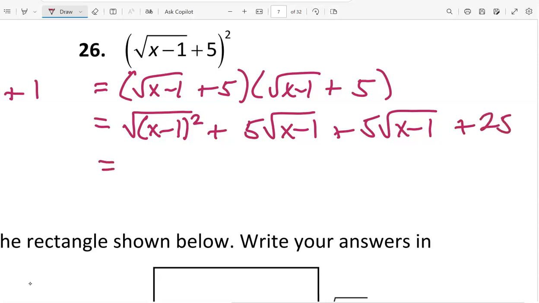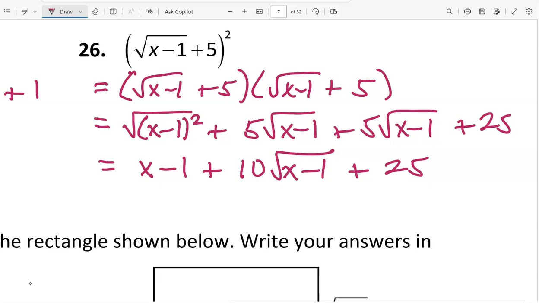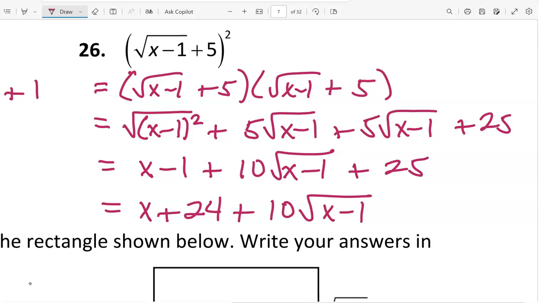Now let's simplify. Assuming that variable quantities represent positive numbers, the square root of x minus 1 squared is just x minus 1. The middle two terms are like radicals. They can be combined to 10 times the square root of x minus 1. And the last is plus 25. We have one more set of like terms to combine. Minus 1 and positive 25 give us a term of positive 24. And no other terms can be combined.